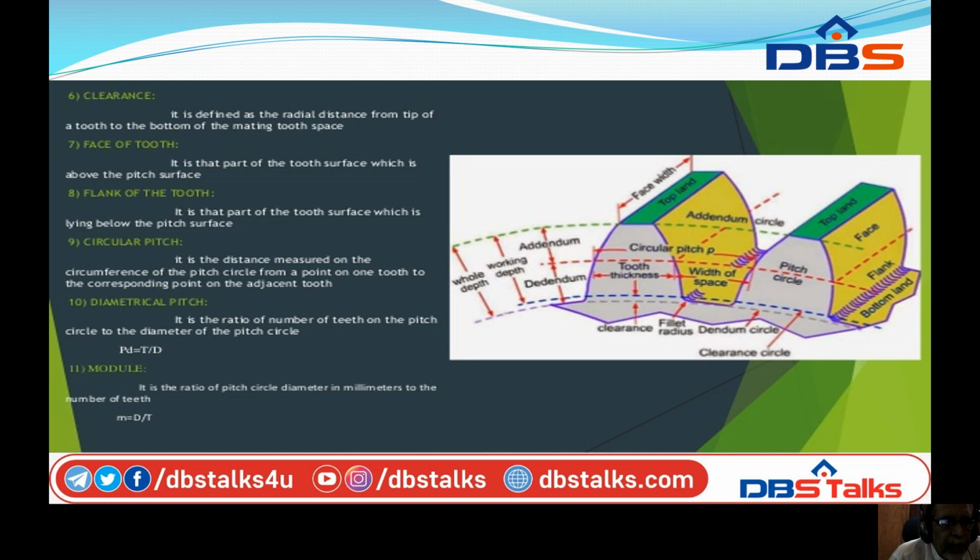Now you can see number seven, face of tooth. It is the part of the tooth surface which is above the pitch surface. Then flank of the tooth. It is the part of the tooth surface which is below the pitch surface. Circular pitch. It is the distance measured on the circumference of the pitch circle from a point on one tooth to the corresponding point on the adjacent tooth.